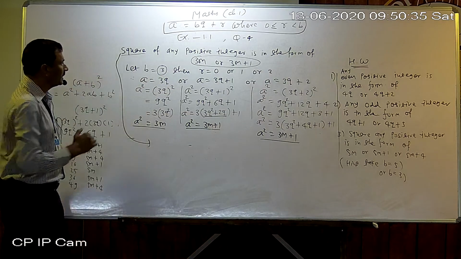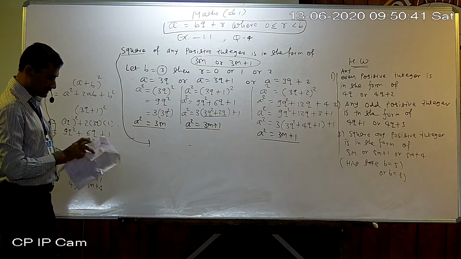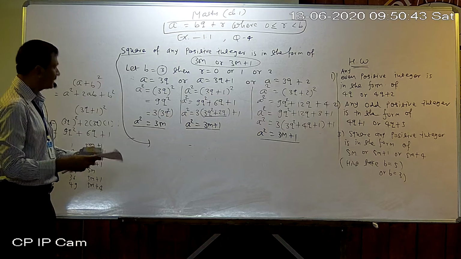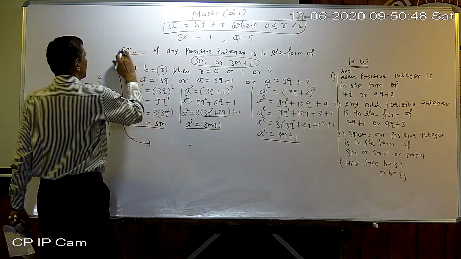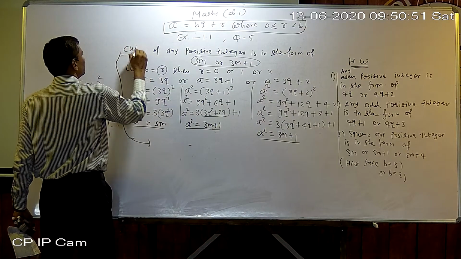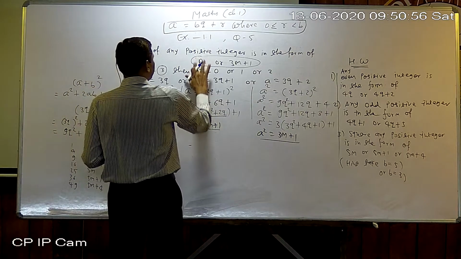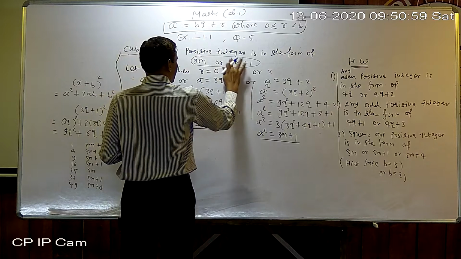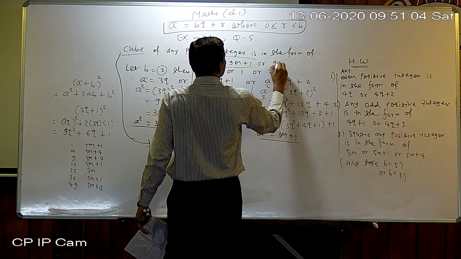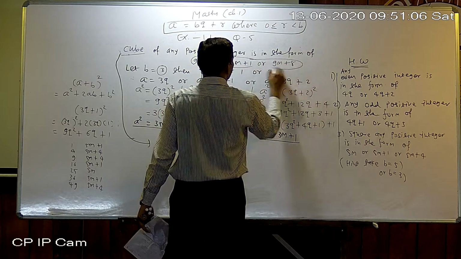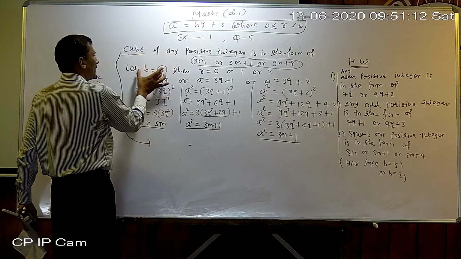Now in the next question, question number 5, it is asked that the cube of any positive integer, not square, can be in the form of 9m, 9m plus 1 or 9m plus 8. So this is our next question, but just like this one. Nothing is new. b becomes 3 only.